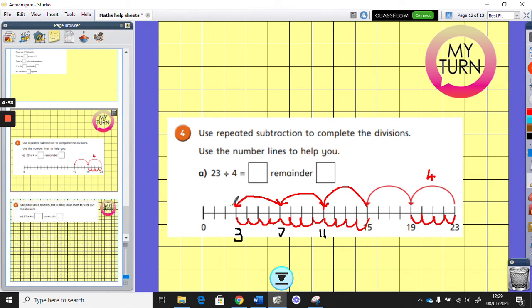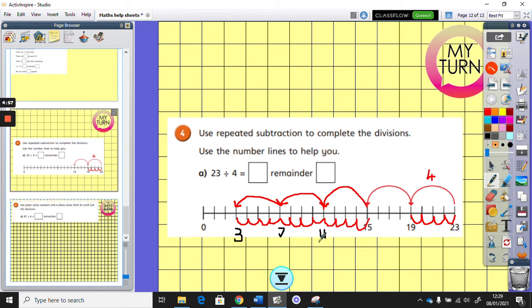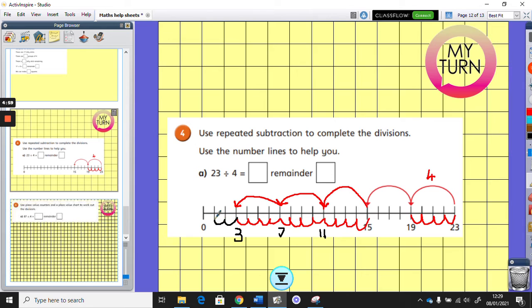Okay, so we can't do another jump of 4, okay? Because if we have a little think, what's that actually going to be? 1, 2, 3. It's going to be a jump of 3. We can't do a jump of 3, because we're only doing jumps of 4. So what the answer is going to be is however many jumps of 4 you did, not including the jump of 3 at the end.